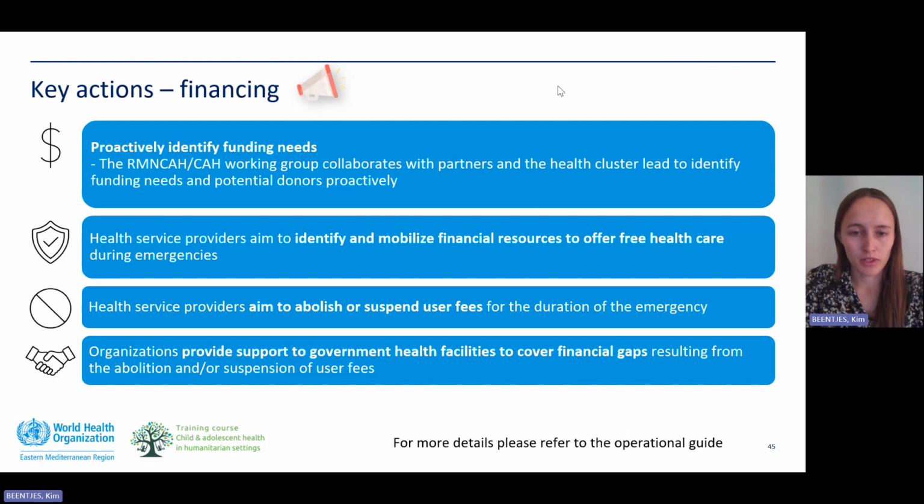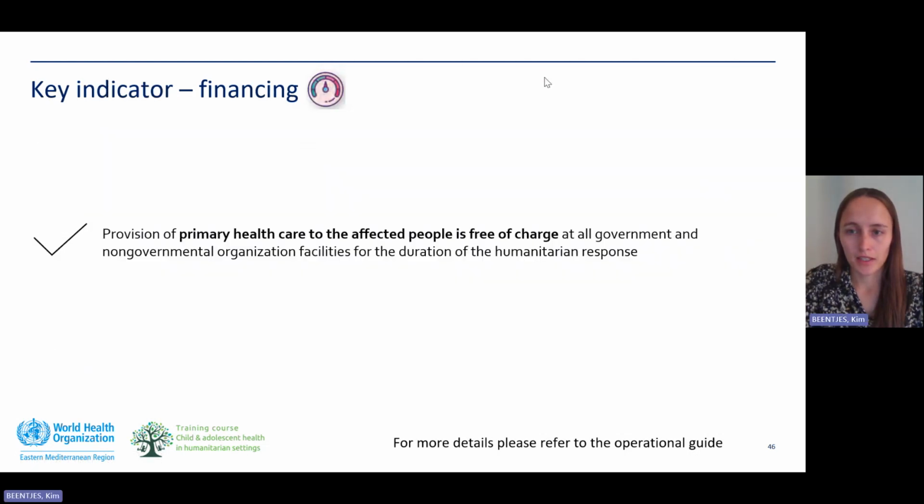Then organizations provide support to the government health facilities to cover financial gaps resulting from the abolition and/or suspension of the user fees. And then the key indicator that is linked to that is that provision of primary healthcare to the affected population is free of charge at all government and non-governmental organization facilities for the duration of the humanitarian response.